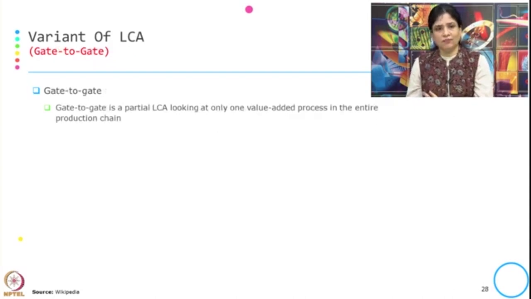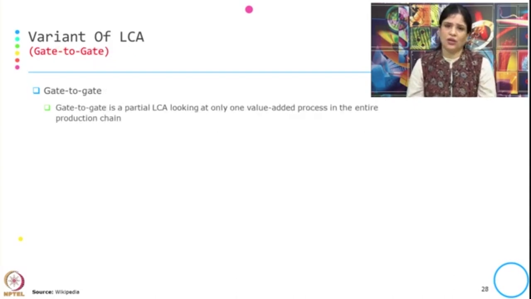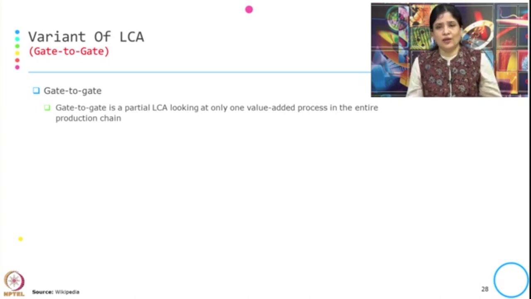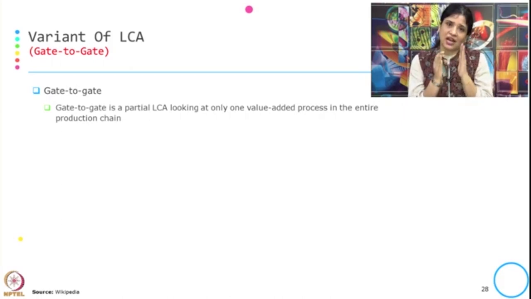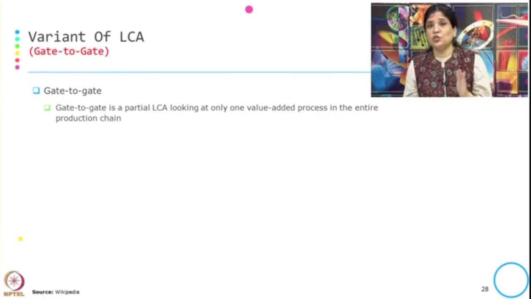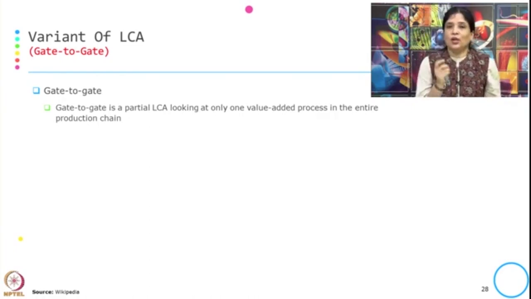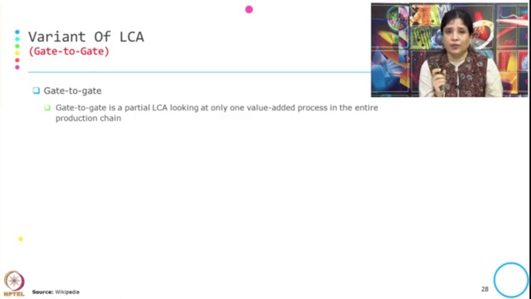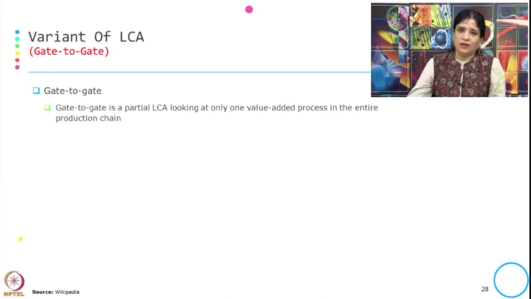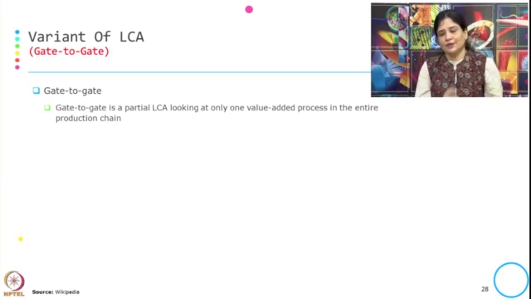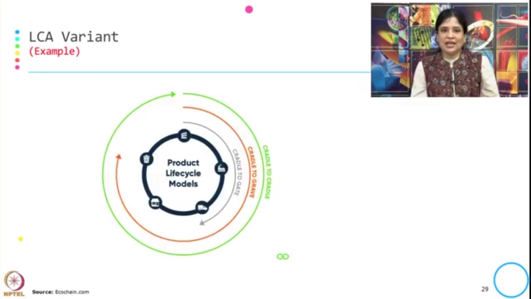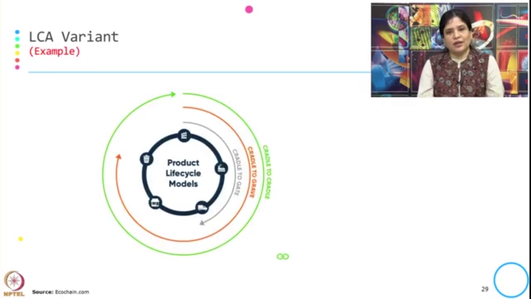Then gate to gate is a partial LCA, looking at only one value process in the entire value chain. So, you receive the raw material at the gate of the factory, and the impact assessment starts from there. The raw material sourcing is not being added, and it only takes care of the impact associated with the production of the product, because it stops at the gate. The use phase and disposal phase are not being added over here. So, this is what the LCA variants show through the product life cycle.